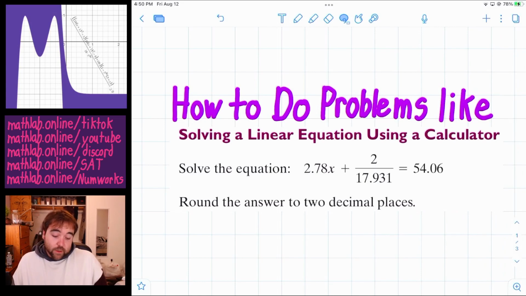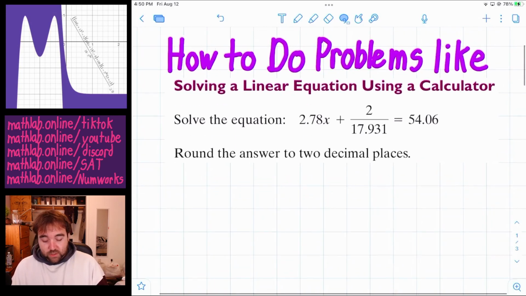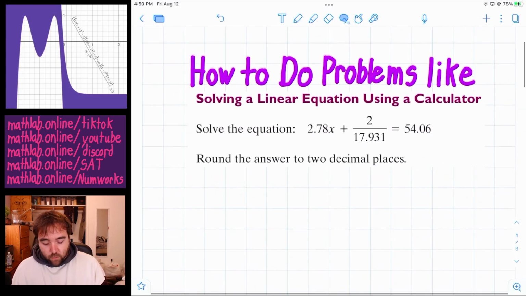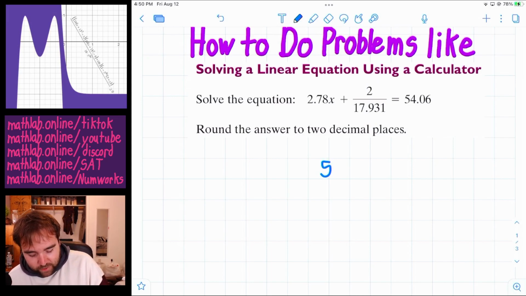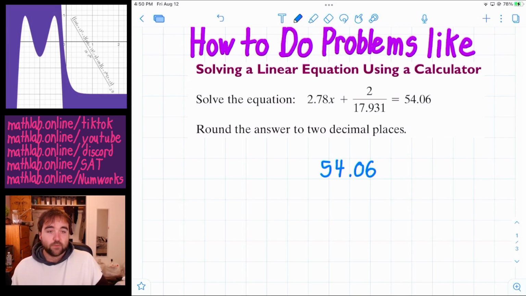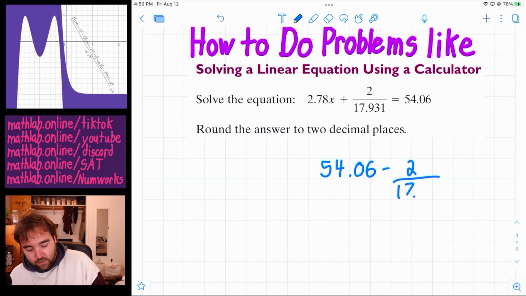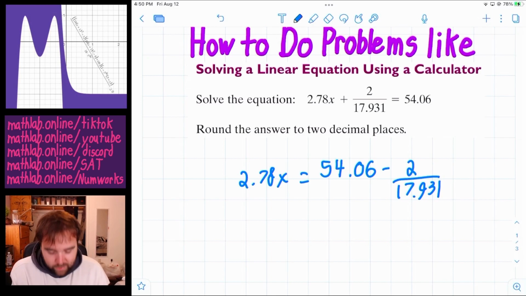So what are we going to do to solve this problem? Well, we just have to get x by itself. So what do we need to get away from the x? Well, we need to get this entire fraction away from the x. And that's scary maybe, but it doesn't need to be difficult because we're just going to subtract it to the other side. So we're going to have 54.06 minus 2 over 17.931 equals 2.78x. And so what now?